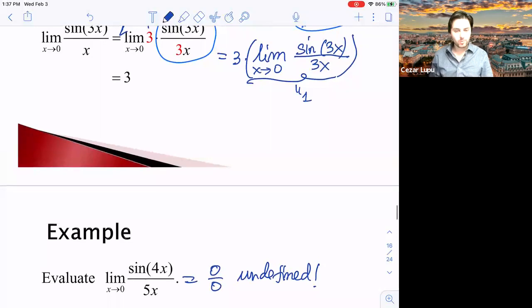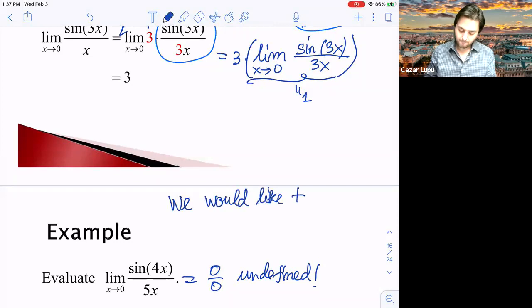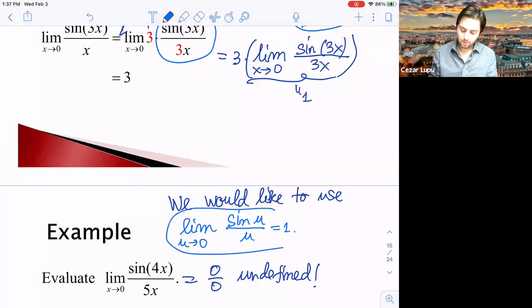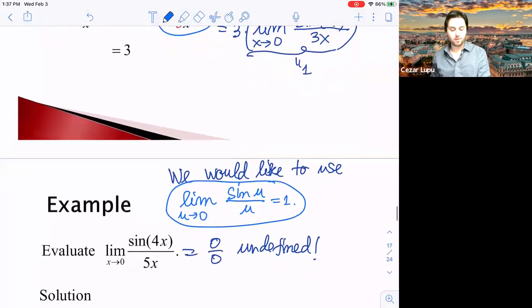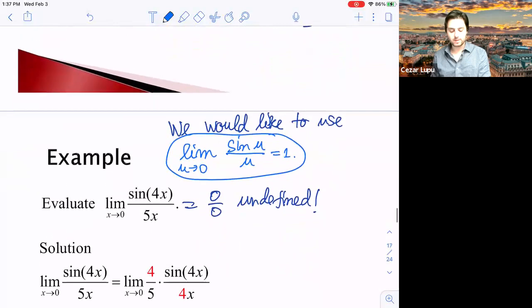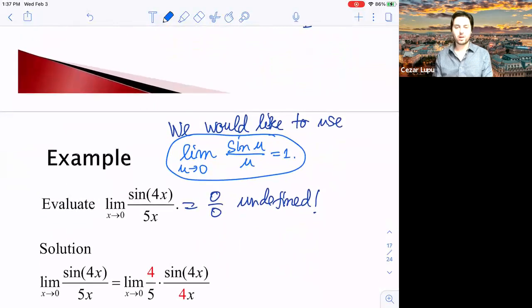But now again, we would like to use the fact that the limit as u approaches 0 of sine of u over u again is 1, right? We want to use this guy. So maybe we should divide by 4 and multiply by 4, and that's what we're going to do, as you can see here. So the same trick goes.